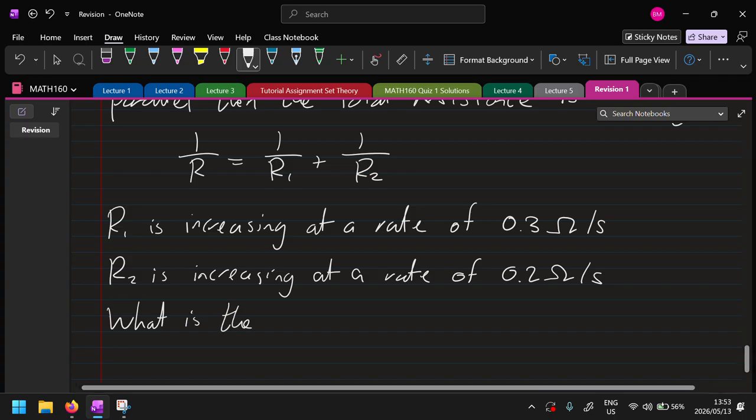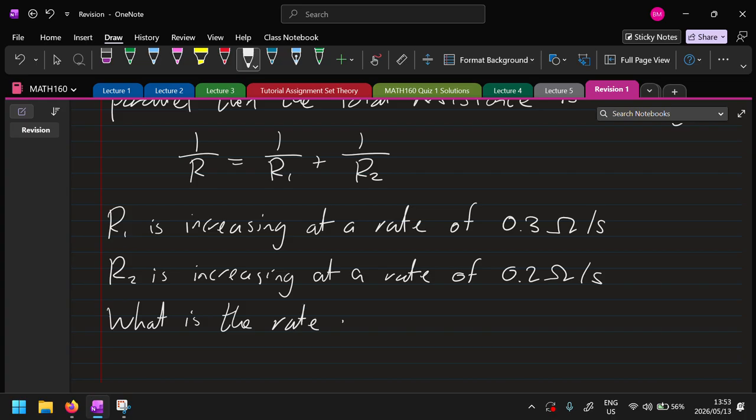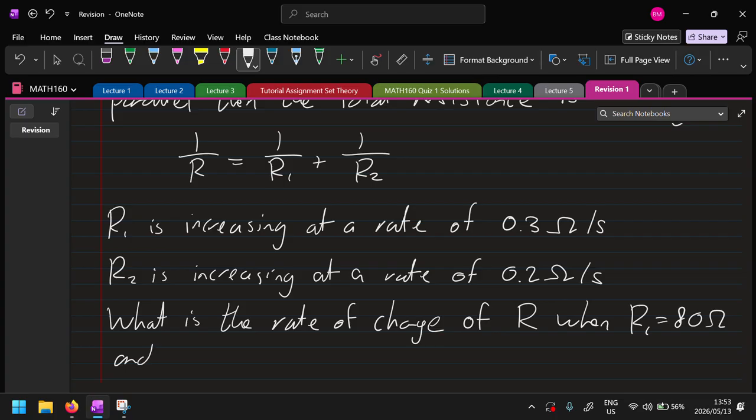Okay, what is the rate of change of R? So that's the total resistance, R. When R1 is 80 ohms and R2 is 100 ohms. So here we don't have to come up with the equation like we did with the Pythag and the triangles and all of that. Here it's given. We know R1 is changing, R2 is changing. How is R changing?